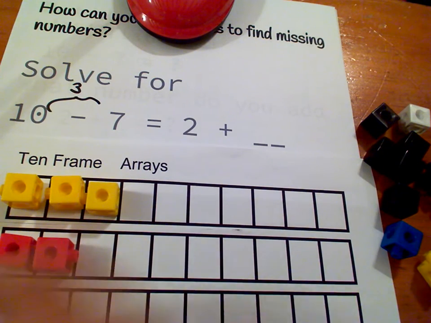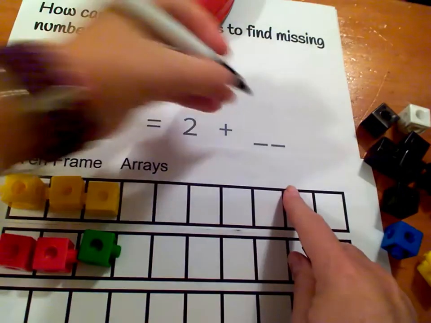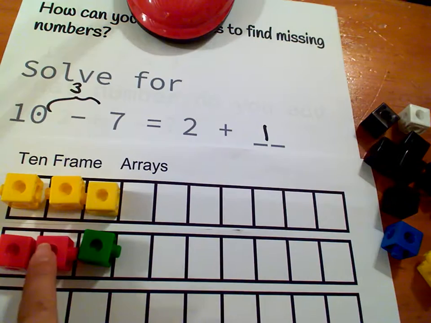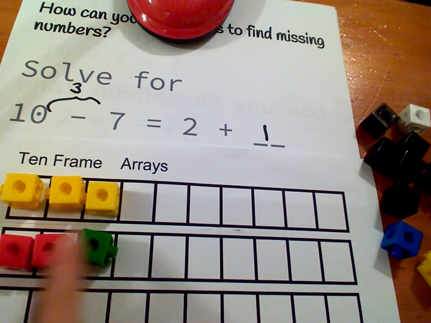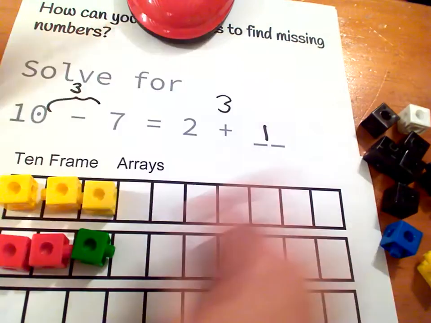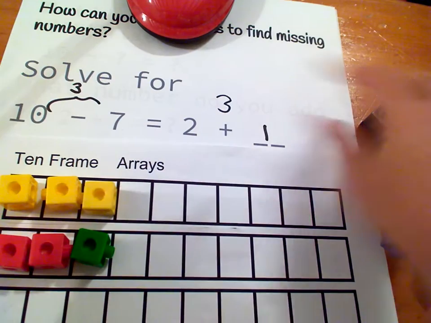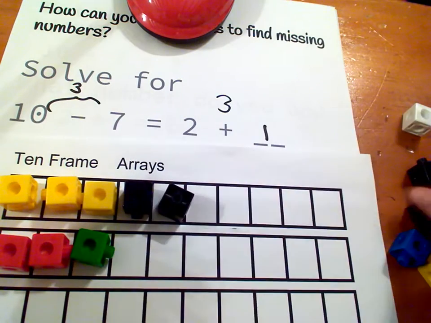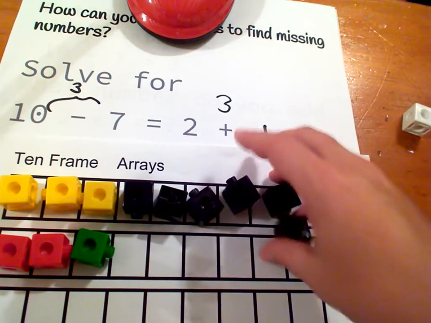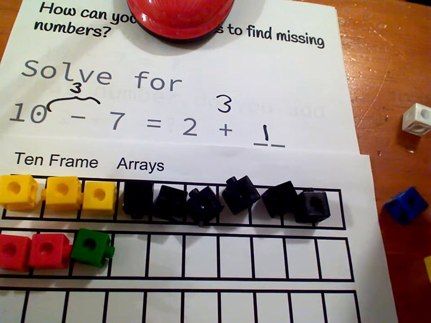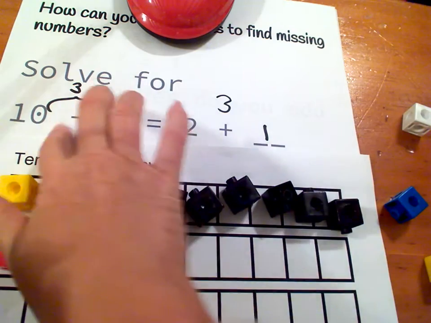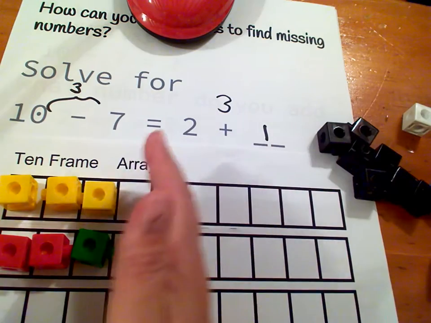If you said 1, you would be correct. So 2 plus 1 is 3, and 10, let's go all the way back to the beginning, 10 take away 7 is also equal to 3.